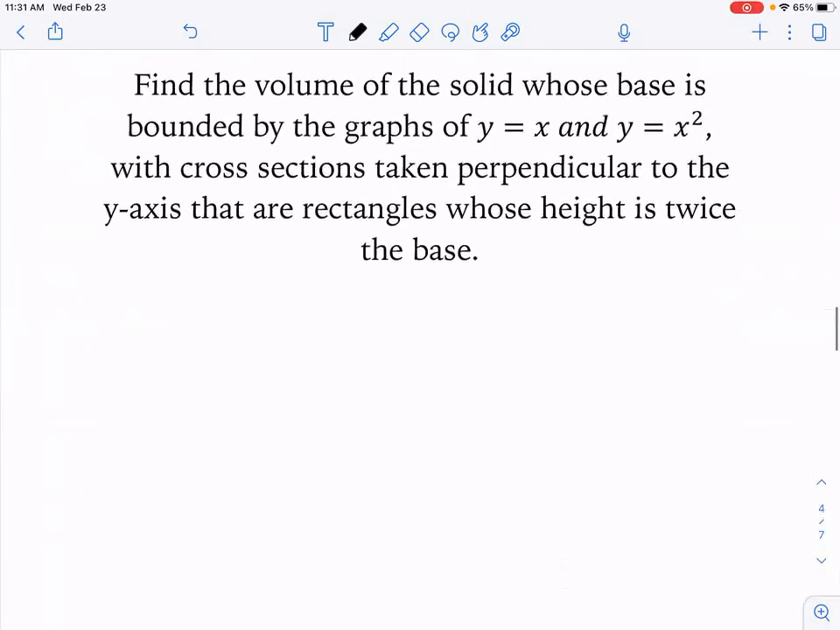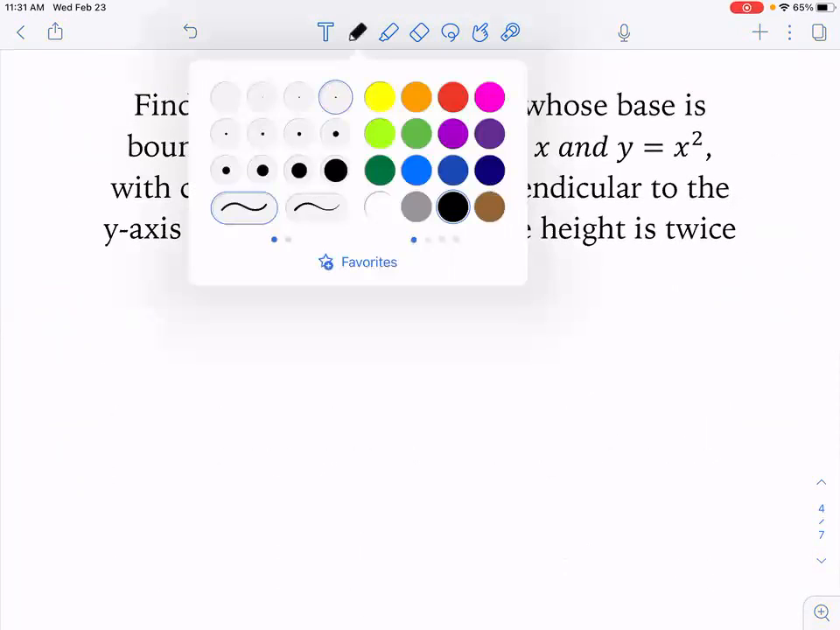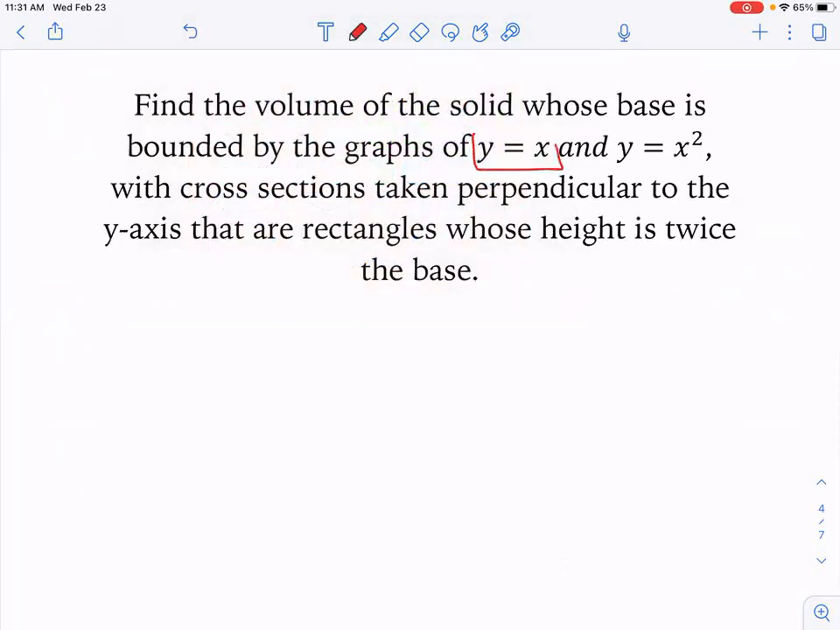Okay, so now let's take the region bounded by y equals x and y equals x squared. And let's make slices that are perpendicular to the y-axis that are rectangles whose height is twice the base. Take a moment to write down the information so that when we go through this and you look back later, you know what's going on.